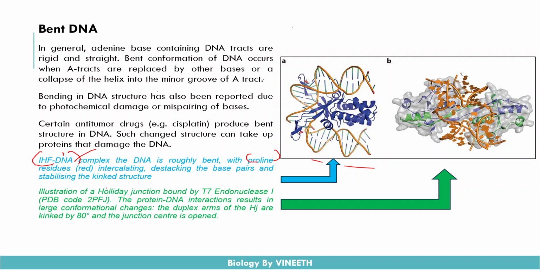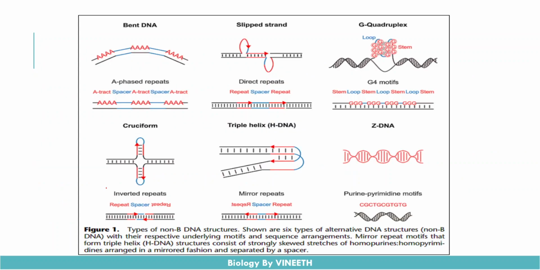Certain anti-tumor drugs such as cisplatin also produce the bent DNA structure. When it produces the bent DNA structure, a lot of gene regulatory proteins can bind to the DNA and stop the DNA replication, or can control the gene regulation. So these kinds of bent DNAs are actually useful, even though they are unusual structures of the DNA.